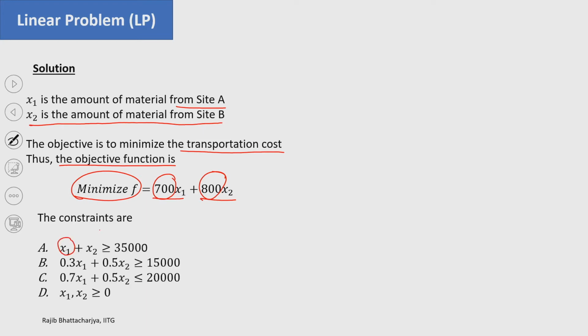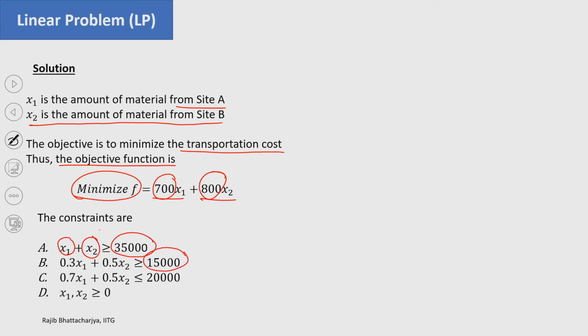The first constraint is that the sand and gravel mix should be more than 35,000 cubic meter. So, therefore, x 1 plus x 2, that is the gravel and sand mix, should be greater than 35,000 cubic meter. So, that is one constraint, that the total gravel and sand mixture should be more than 35,000 cubic meter.